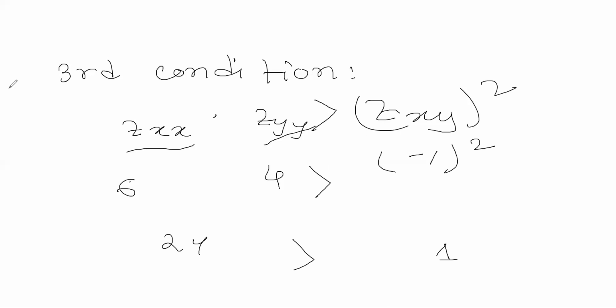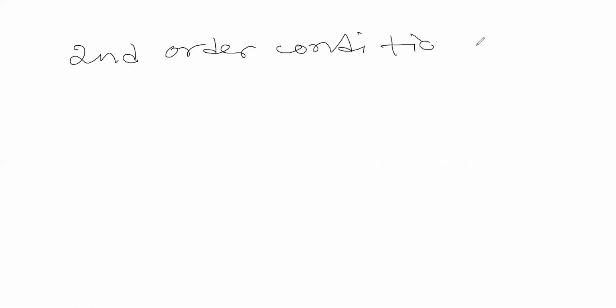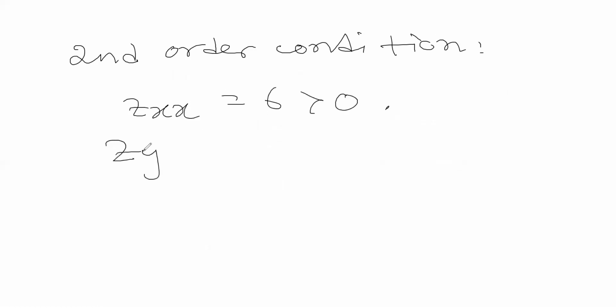Okay, and see, the condition has matched. Z of xx into z of yy is greater than z of xy square. So the third condition is fulfilled or satisfied. As a result, we can now look back at second order condition, and here we can see that the z of xx is greater than 0 and z of yy is also greater than 0.